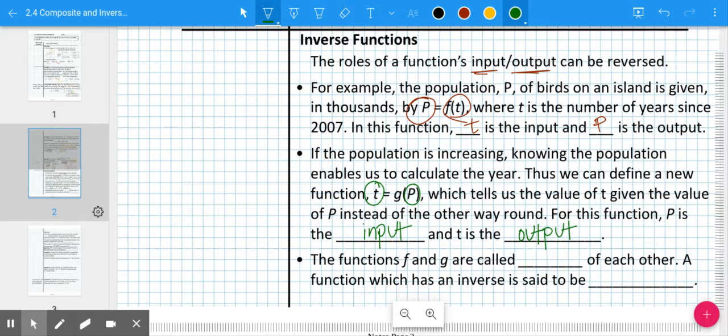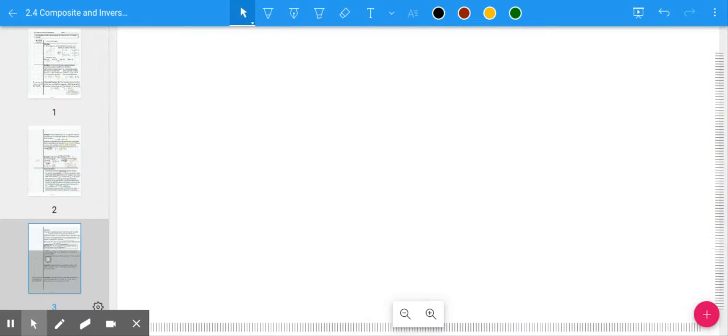The functions f and g, when we reverse the relationships of the input-output, are called inverses of each other. And a good vocab word here: a function which has an inverse is said to be invertible. Some more information on the next page.